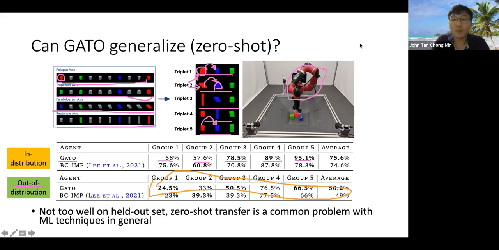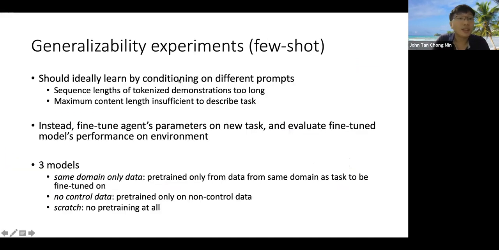So now maybe we should relax the question and ask ourselves about few-shot generalization. Ideally, we should learn how to condition on different prompts, so that based on the different prompts, you know how to generalize to a new environment. However, as I mentioned earlier, the prompt is just a random section of the sequence, which is not a very good way to do prompts. This leads to some hard to describe things, because your maximum context length is insufficient to describe the task.